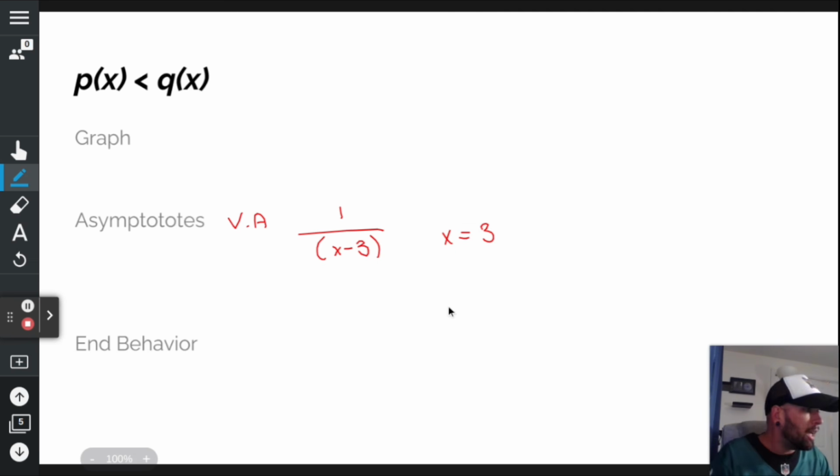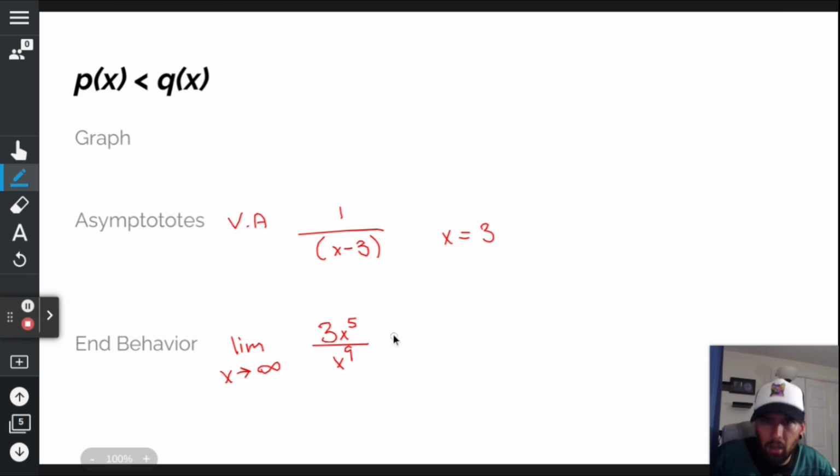Now, my end behavior, if my denominator is bigger, let's say I had the limit as x approaches infinity of 3x to the fifth over x to the ninth. Okay, you simplify that as much as you can, so 3 over x to the fourth. Now, let's make sense of what's about to happen. My x is greater in the denominator than in the numerator.